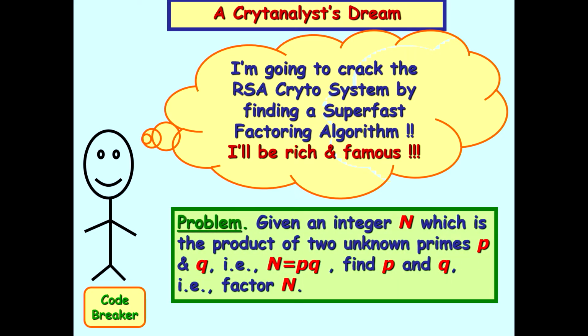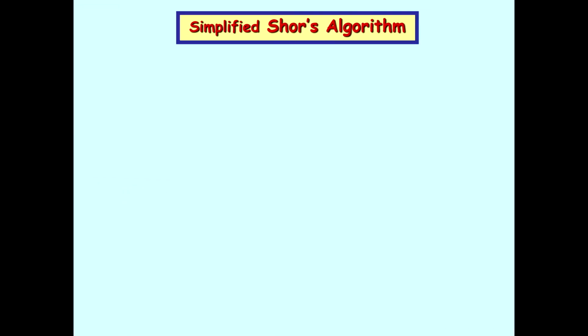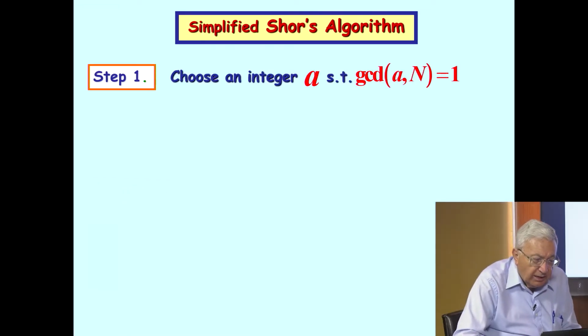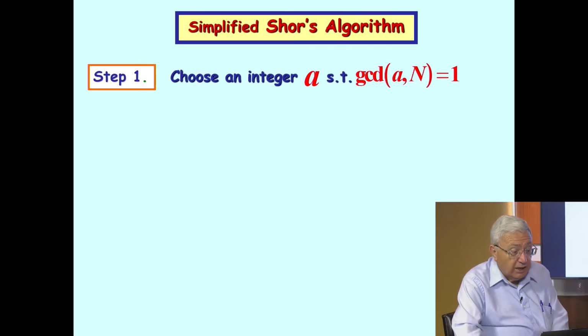Here's the problem. Given an integer n, which is the product of two unknown primes, p and q, where n equals pq, find p and q, that is, the factors of n, or factor the integer n. Here's a simplified Shor's algorithm. Step 1, we choose an integer a such that it's relatively prime to the integer n.